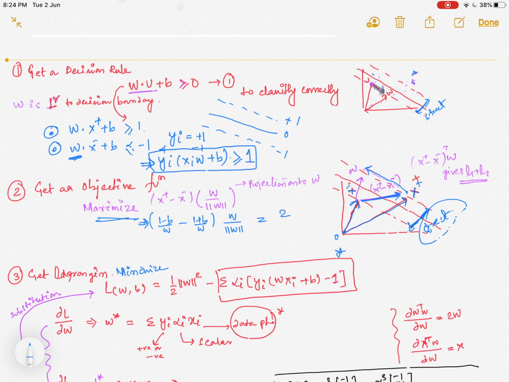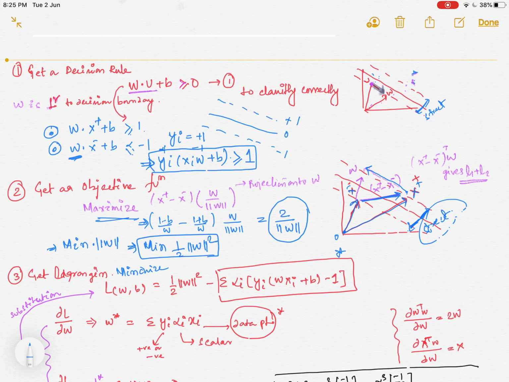Which is nothing but 2 by mod w. So we have the objective function reduced to 2 by mod w, where we want to maximize 2 by mod w, which can be further written as, for calculation convenience, minimize mod w, and for more easiness we write minimize 1 by 2 of mod w. This helps when we take the differentiation or calculate the gradients and all.